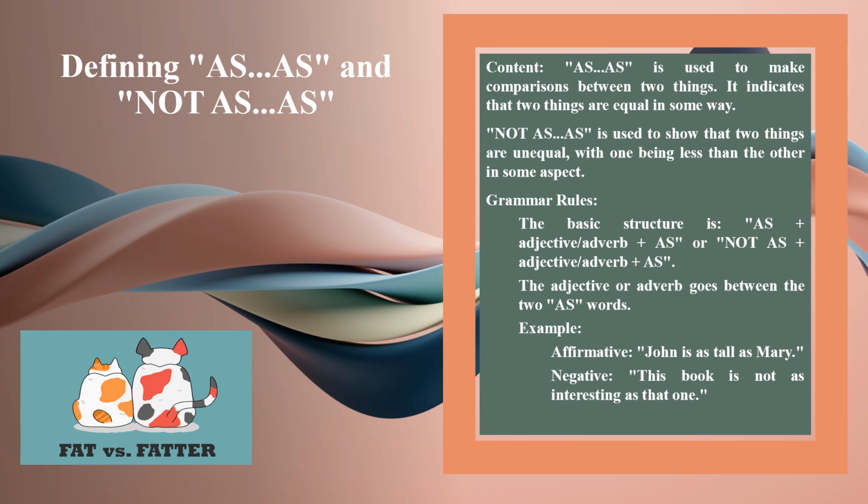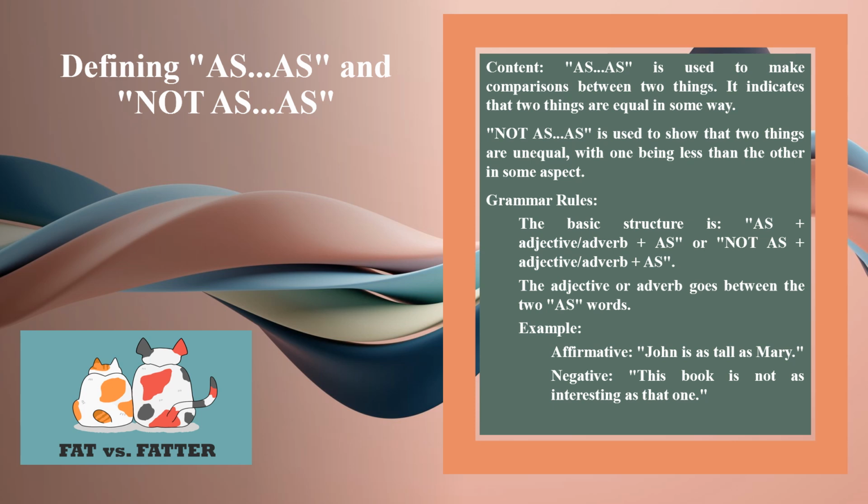aspect. Grammar rules. The basic structure is "as" plus adjective or adverb plus "as," or "not as" plus adjective or adverb plus "as." The adjective or adverb goes between the two "as" words. Example: affirmative. John is as tall as Mary. Negative. This book is not as interesting as that one.